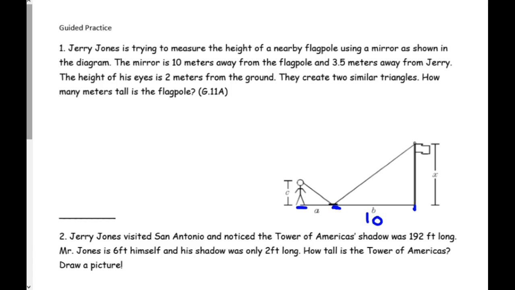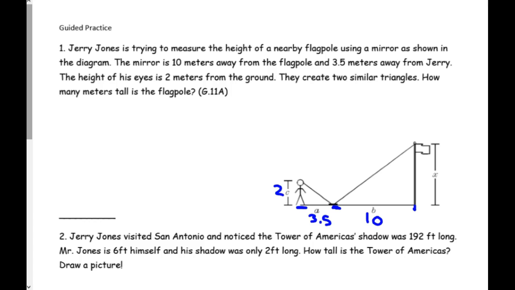And then it says, and 3.5 meters away from Jerry. So again, the mirror is 3.5 from Jerry. Where am I going to put 3.5? Letter A, okay? All right, and then it says the height of his eyes is 2 meters from the ground. Where should I put 2? Okay, for C, from his eyes to his toes, that's 2 meters.